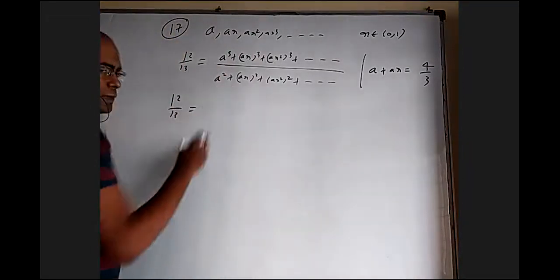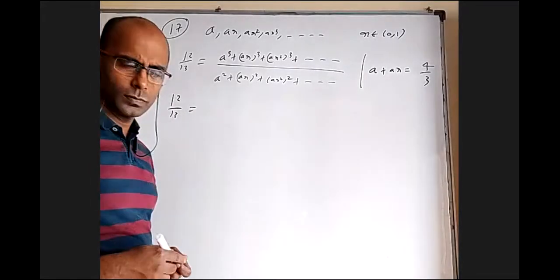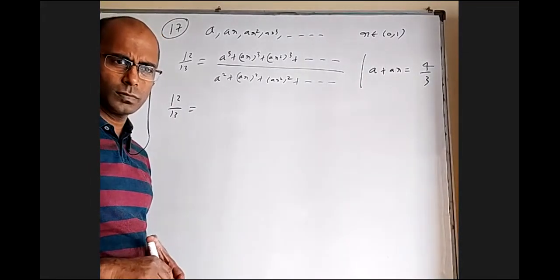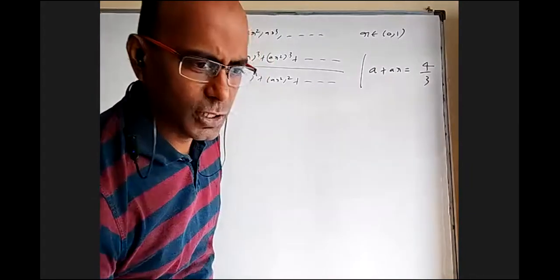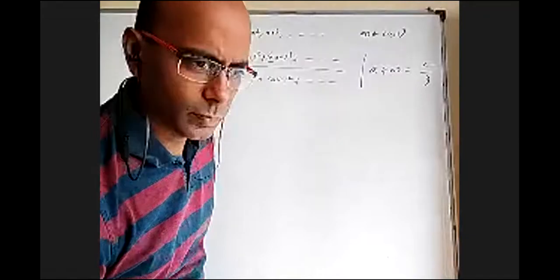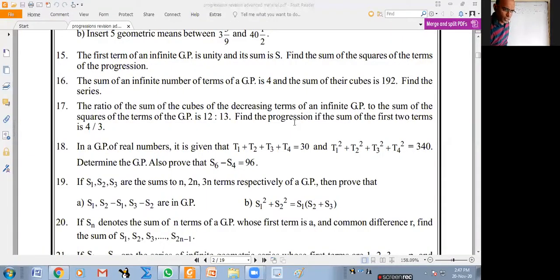Sir, he has given, we have to find the sum of the first and second terms. I think we have to find the GP. Find a progression if the sum of the first two terms of the GP is 4 by 3. Is it okay? Okay, sir. You have to just find all the terms of the series.